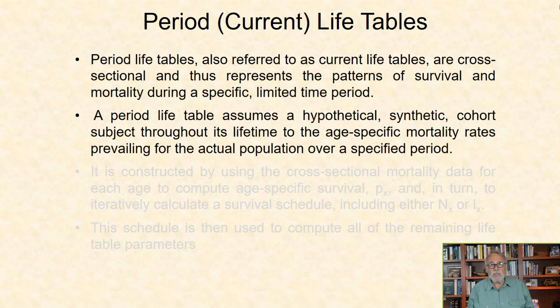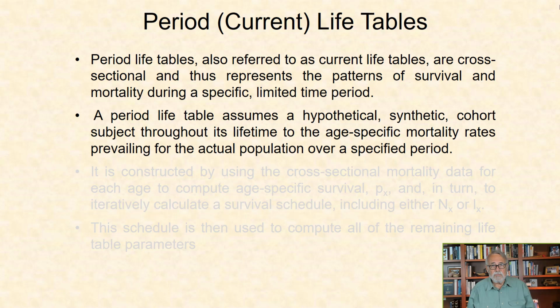A period life table assumes a hypothetical synthetic cohort subject throughout its lifetime to the age-specific mortality rates prevailing for the actual population over a specified period. The synthetic aspect of a period life table is that it assumes that a birth cohort of, say, 100,000, whose last members died at, say, age 115, would be subject to those same rates for all 115 years of the cohort's life.